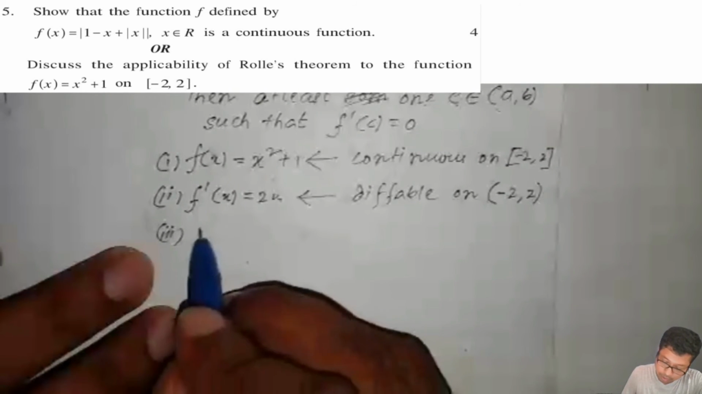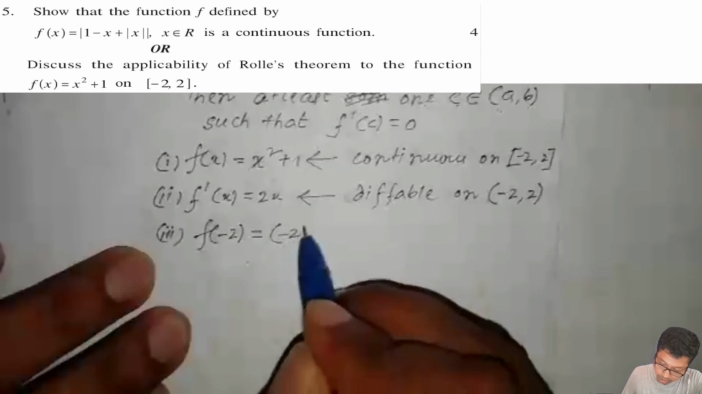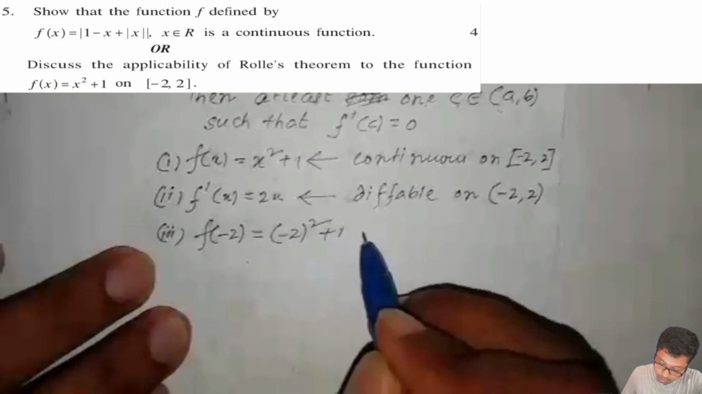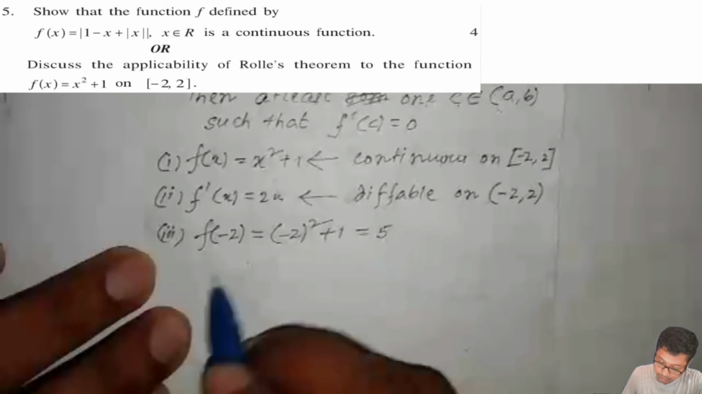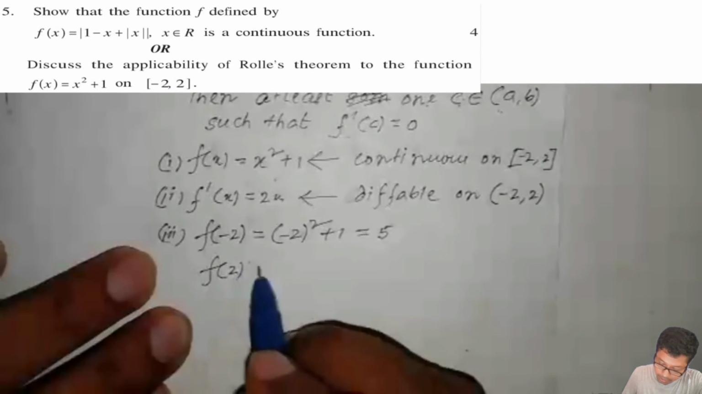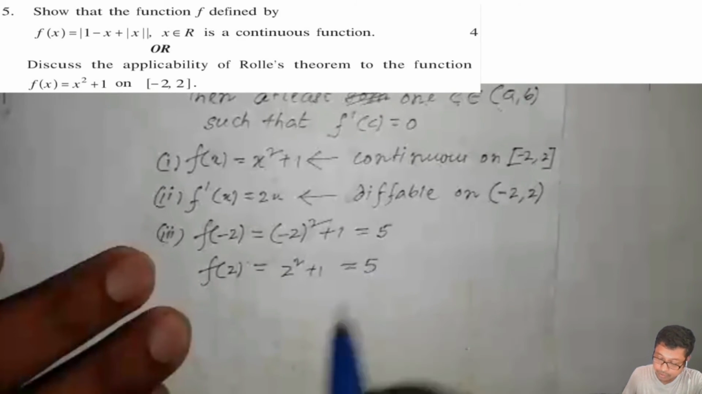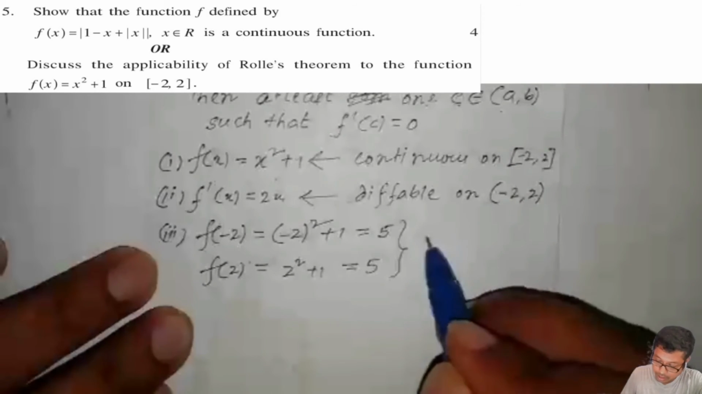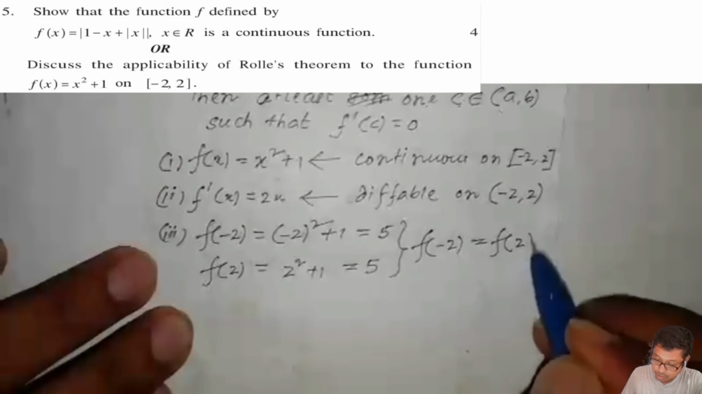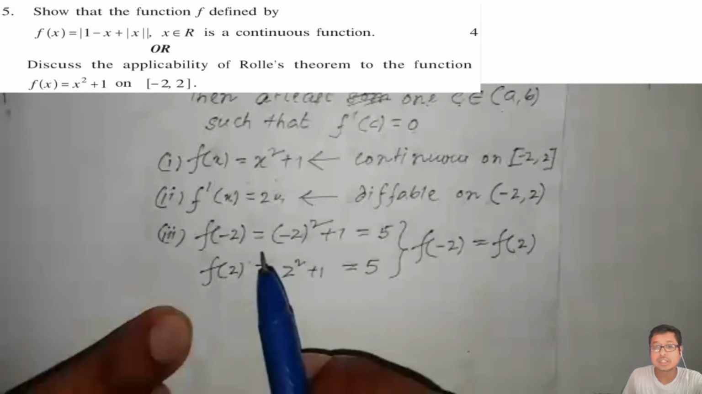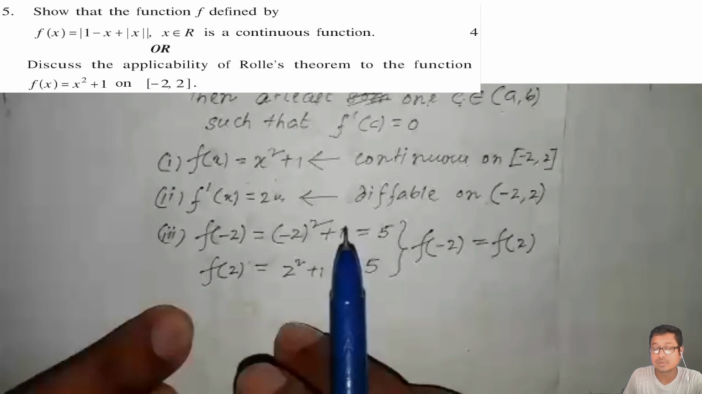Third condition, we'll check whether f of -2 is equal to f of 2 or not. First let me find f of -2. This is equal to (-2) whole square plus 1, so 2 square is 4 plus 1 is 5, and f of 2 is equal to 2 square plus 1, so 5. So from these two we can say f of -2 is equal to f of 2. So all the three conditions are satisfied, so we can say that Rolle's theorem is applicable to this function.